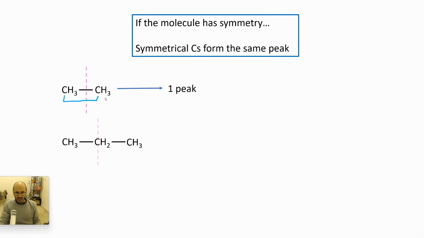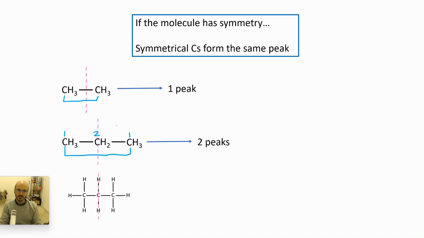If you have propane, which we can see more clearly down here, you also have a line of symmetry. Now, this is really important. The carbons which are on either side of the line of symmetry will give you the same peak. So we could say, if this carbon gives you, let's say, peak 1, then this one will also give you peak 1. But the carbon in the middle, that will give you a different peak, which is going to be peak 2. And therefore you get 2 peaks in that molecule.